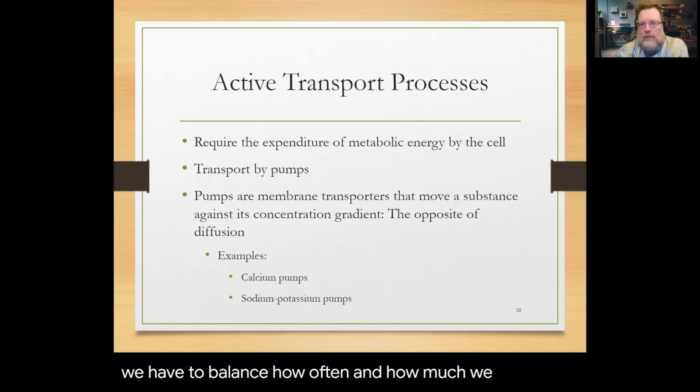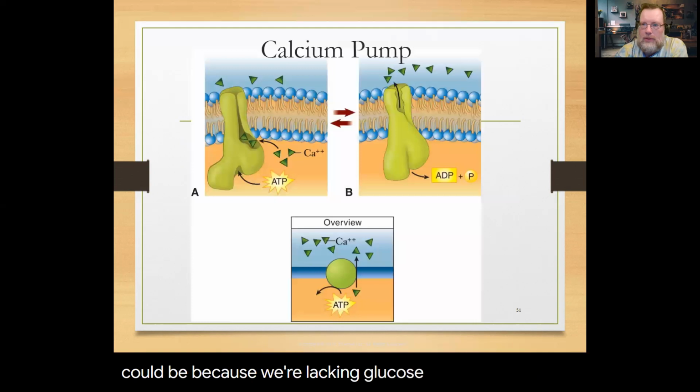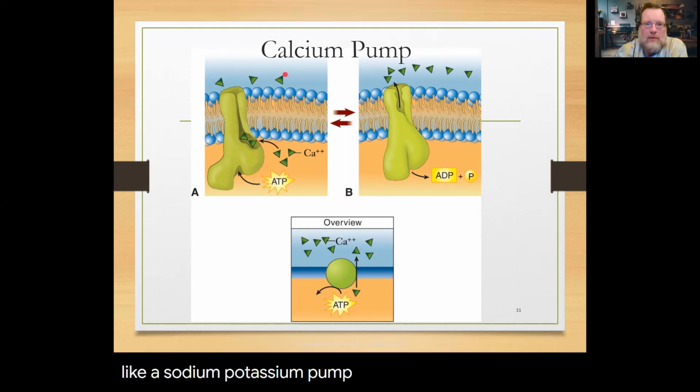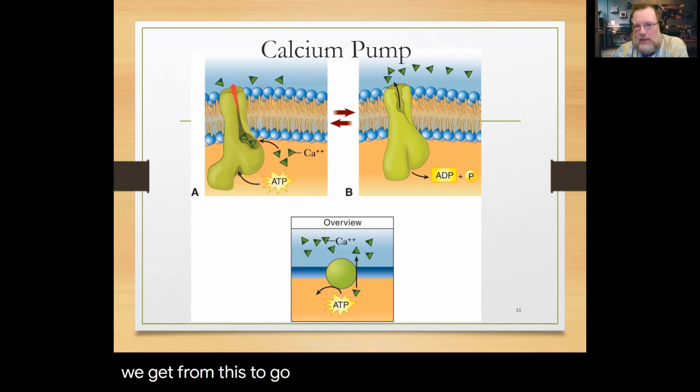If we do have problems with sodium and potassium balance, it could be because we're lacking glucose to be able to activate these pumps. So here's a calcium pump. It works just like a sodium potassium pump. We have a high concentration of calcium here. We've got a low here. How do we get from this to go against our concentration gradient? Well, we need some ATP to pump it.